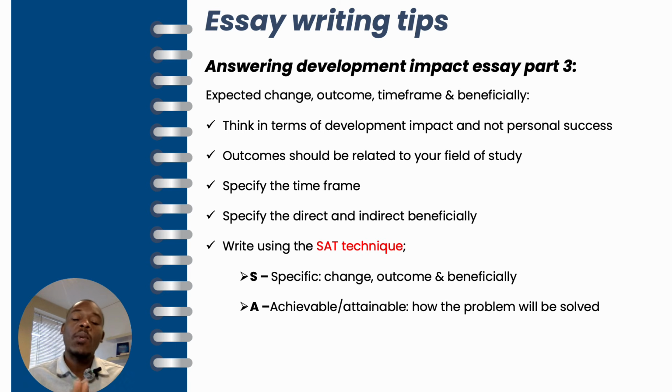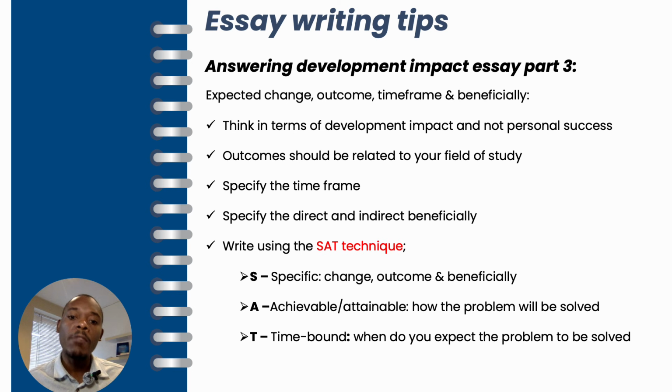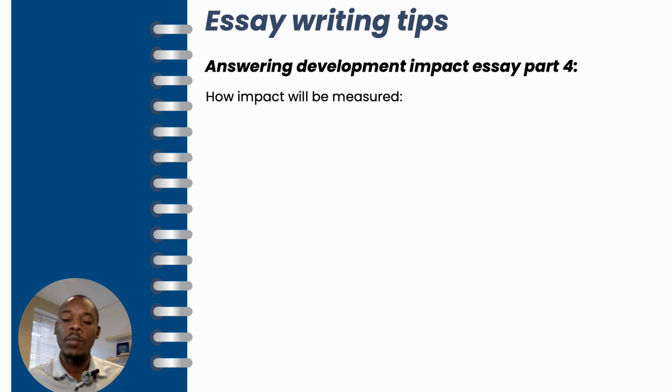The second part is that whatever you are writing that you want to achieve or you expect it to change, it should be attainable. It shouldn't be something out of this world. It should be realistic. It should be able to be attained, and you need to demonstrate how the problem is going to be solved. And finally, you need to include a time frame to it. When do you think that is going to be achieved? As you demonstrate this in your essay, you are guaranteed that your essay has answered all the parts of this question, and you are going to be awarded the scholarship, or you are going to score high in this section.